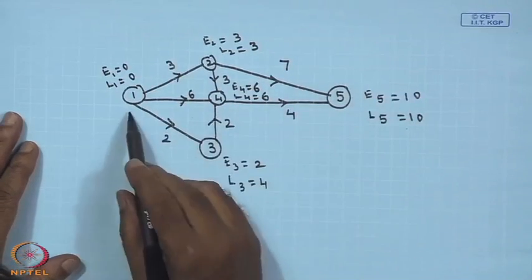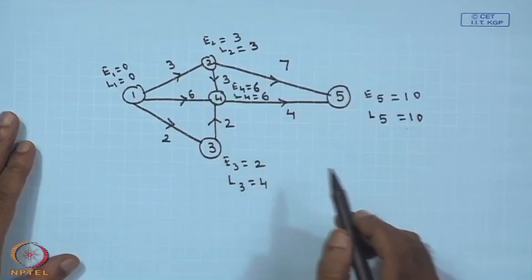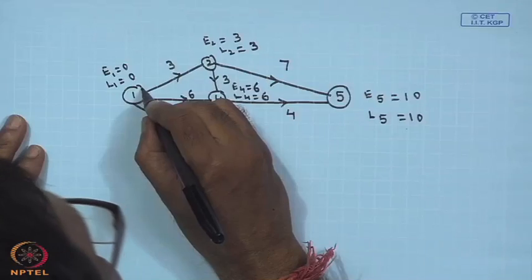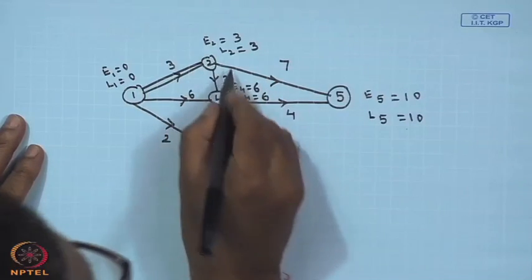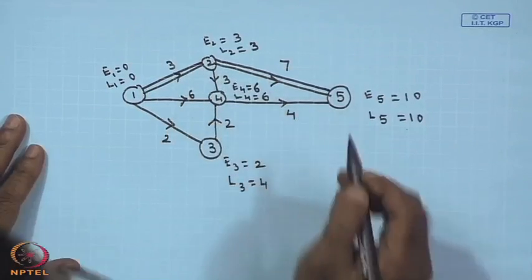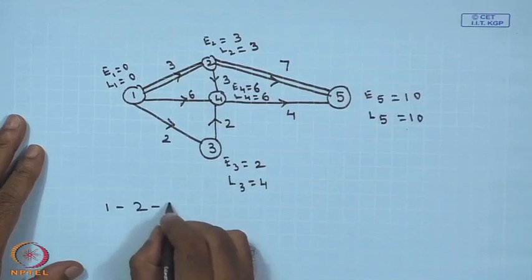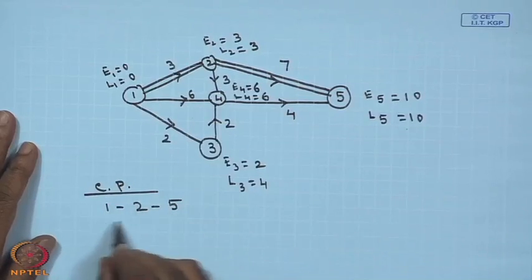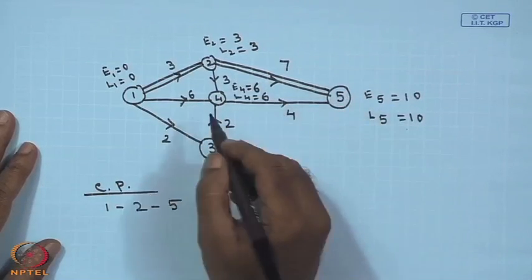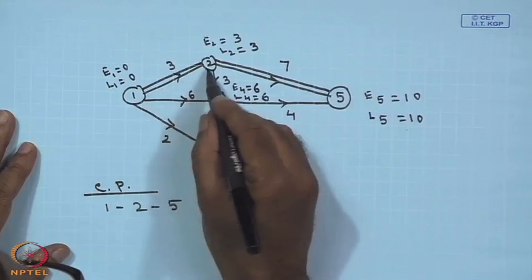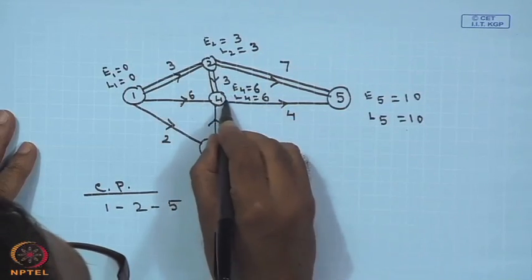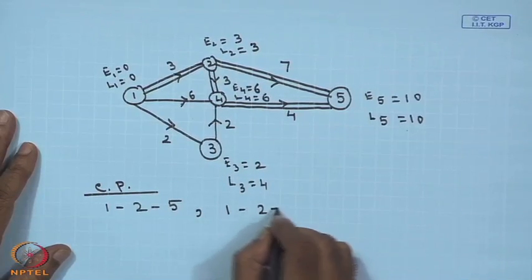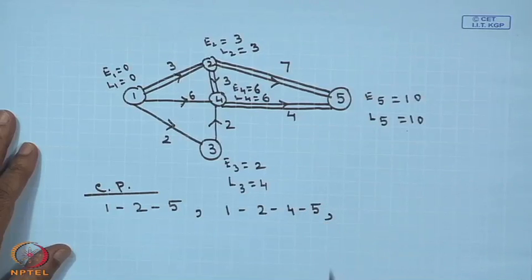So, if you see 1, 2, 4, 5, there is a peculiar thing, that the critical path is more than one path. One is 1 to 2 and 2 to 5. So, one critical path I am writing is 1, 2 and 5. The other critical path, I can go in this direction, 1, 2, then 2 to 4 and then from 4 to 5. So, the other critical path is 1, 2, 4 and 5.